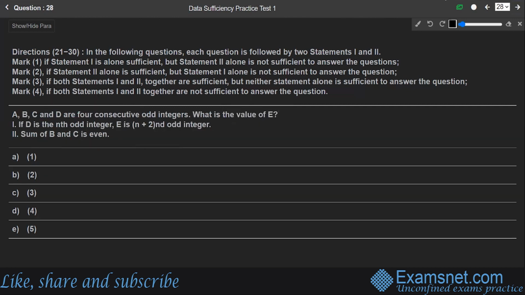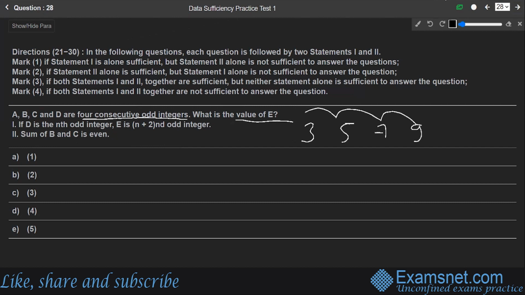Now, if we see this next one, A, B, C, and D are four consecutive odd integers. What is the value of E? A, B, C, D are four consecutive odd integers. So let us assign some numbers, so the things will be easy. Let us say 3, 5, 7, and 9. They are consecutive odd integers.